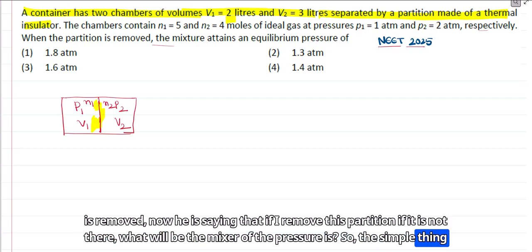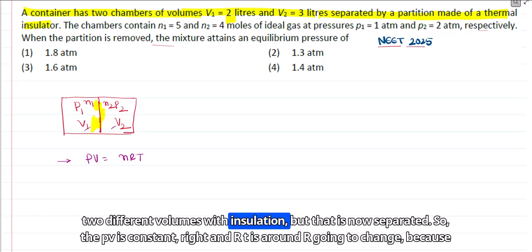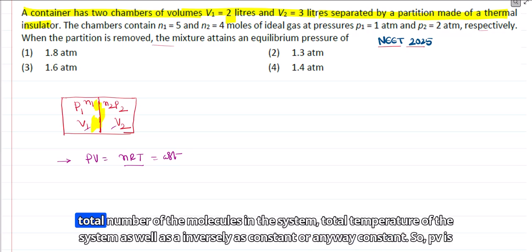So the simple thing that we need to identify in this system is that it's an ideal gas. It shall obey the ideal gas equation, PV equals nRT. Now, initially there are two different volumes with the insulation, but that is now removed. So PV is constant, right? And nRT are not going to change, because the total number of molecules in the system, the total temperature of the system, as well as the universal gas constant are anyway constant.